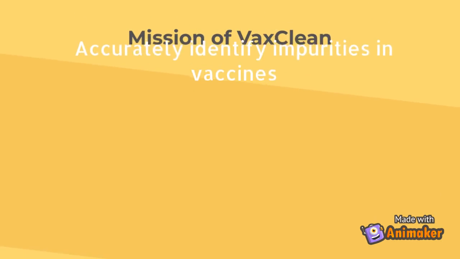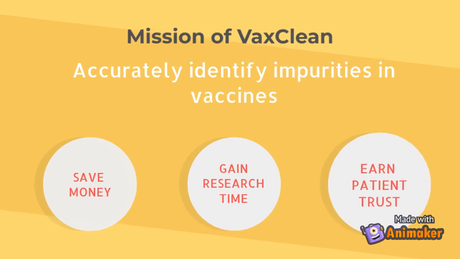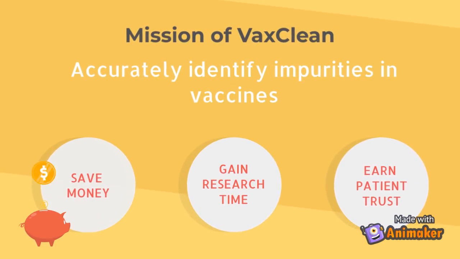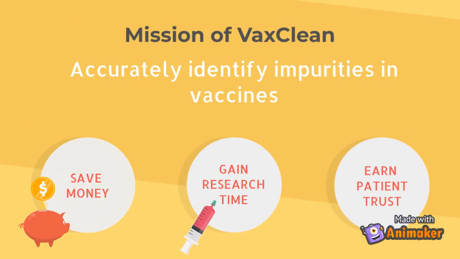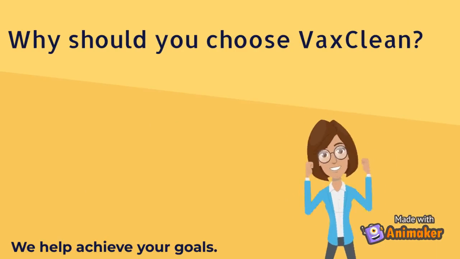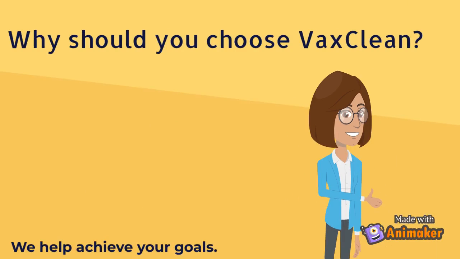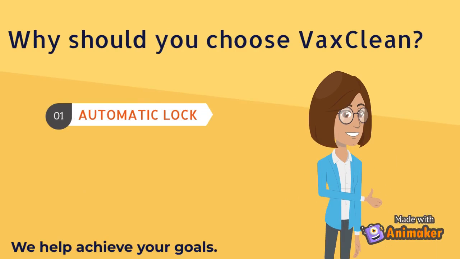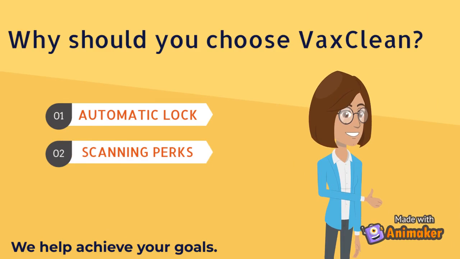The mission of VaxClean is to provide an accurate impurity identifier that saves companies money, provides scientists with more time, and instills trust and patience. To make the best product, we kept our customers our priority, and we interviewed Purdue pharmacy students. To prevent electromagnetic radiation, an automatic lock is added that prevents the door from being opened when X-rays are present.